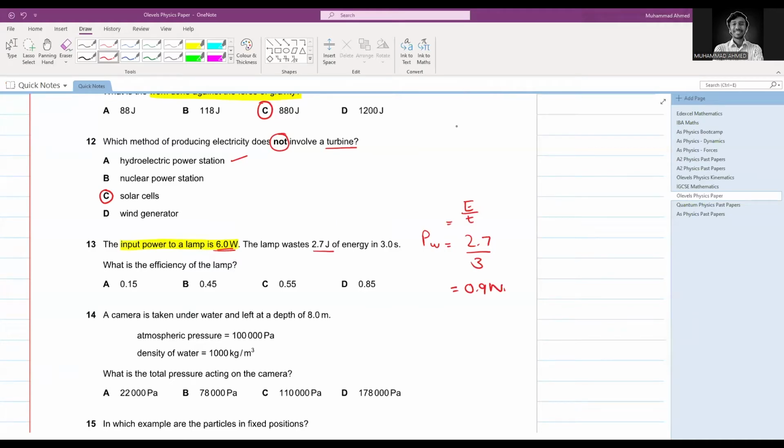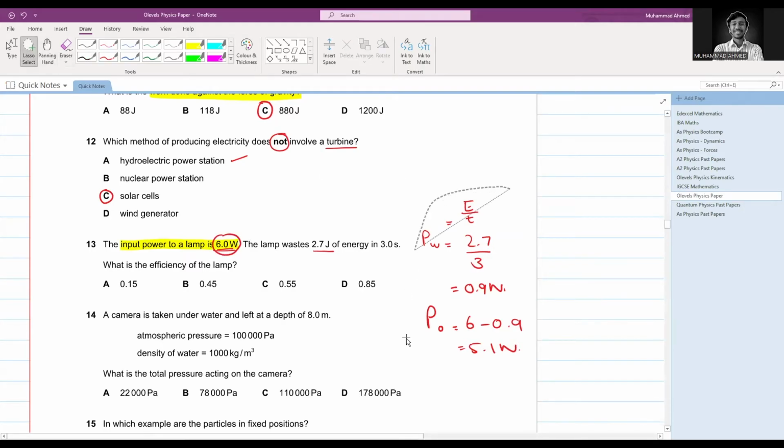If 0.9 volts of energy is wasted, what is the useful output energy? Can you calculate that? Total is 6 minus 0.9. This comes out to be 5.1 of output energy. You have the input as well. Can you calculate the efficiency?